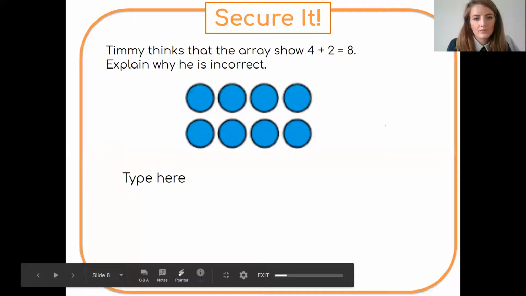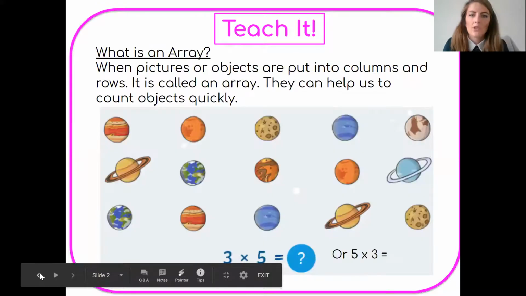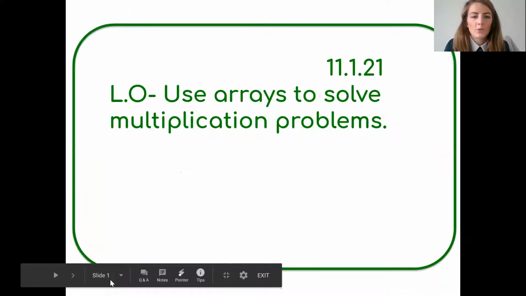Now I'm going to get you to have a look at the spreadsheet that we're doing today. Let me present it from the beginning. I'm going to secure it. So, use arrays to solve multiplication problems.